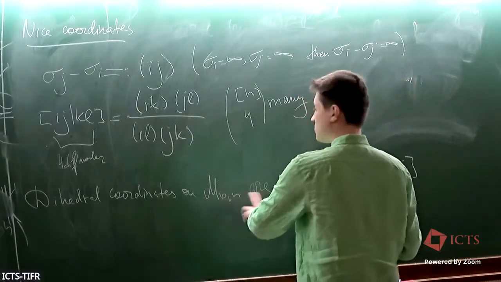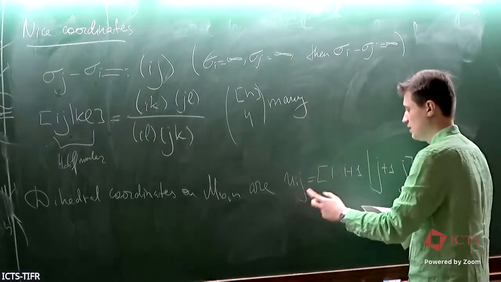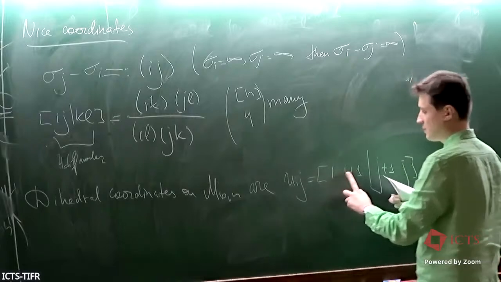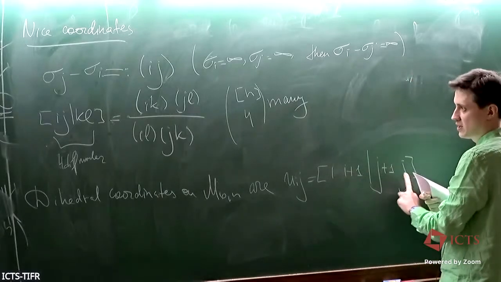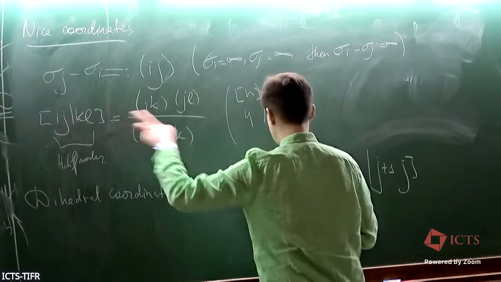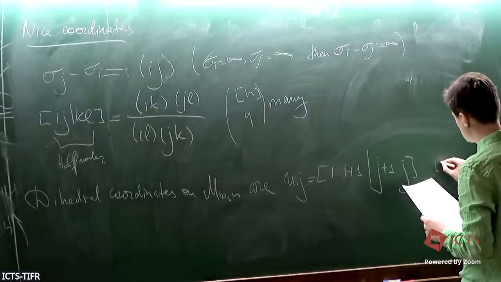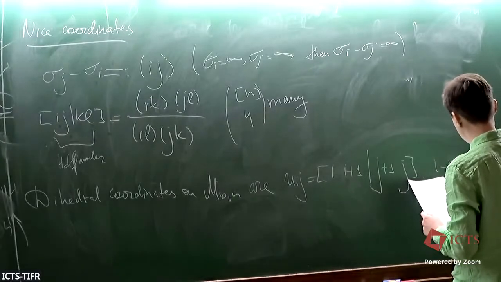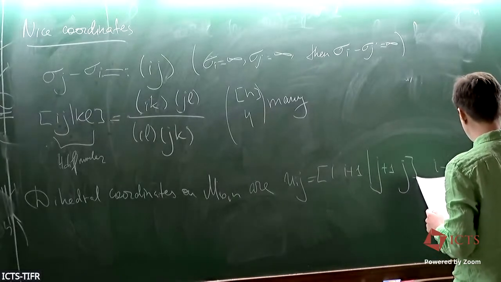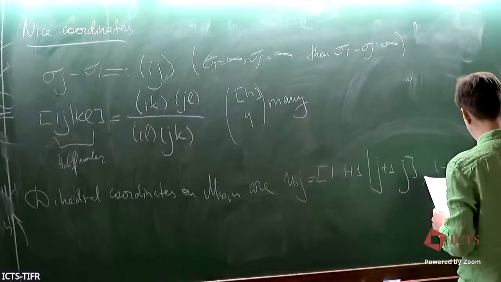The dihedral coordinates are just very special cross ratios, which are defined by two numbers, i and j. We take i plus 1 on the left, and j plus 1, j on the right. So here we have i, i plus 1, j plus 1, j. And i and j are non-adjacent modulo n, so i minus j is not 1, 0, or minus 1 mod n.